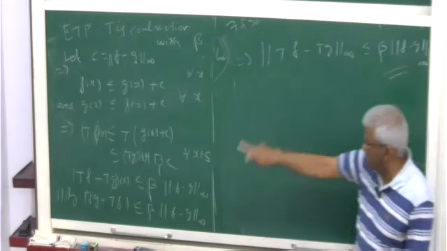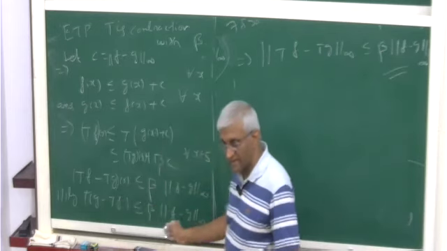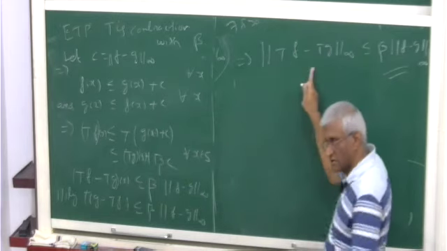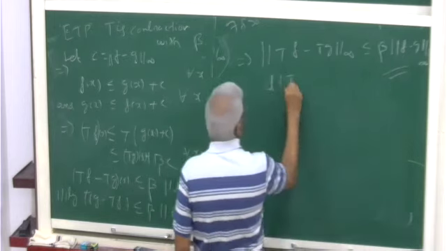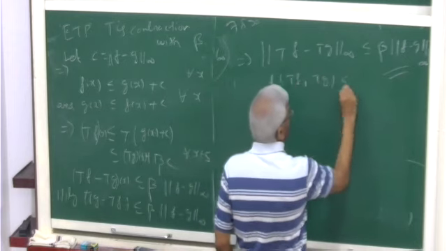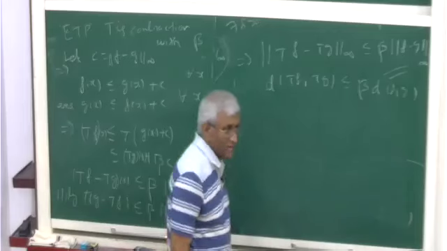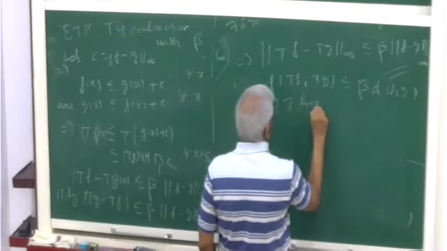By this we mean that for all x, this is true. That's the definition. This is because it's true for all x. And this is exactly what it means: d of Tf, Tg is less than or equal to beta times d of f, g. So this implies T has a fixed point.